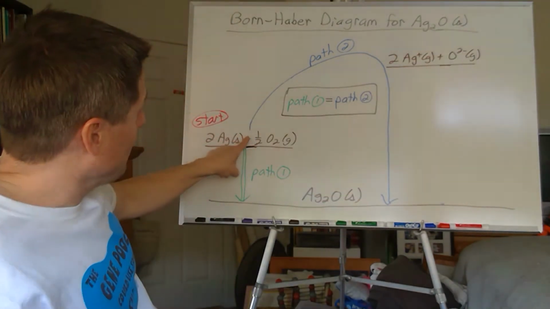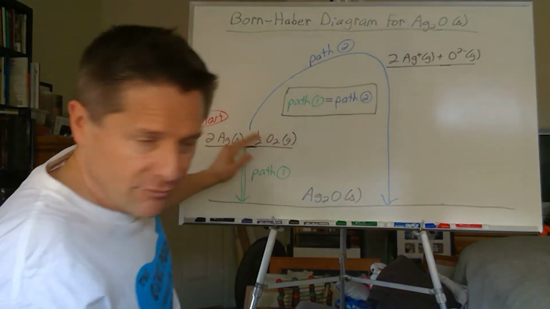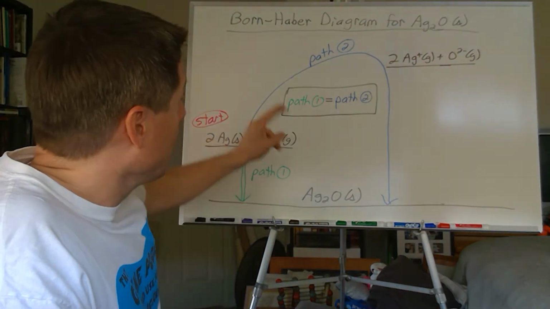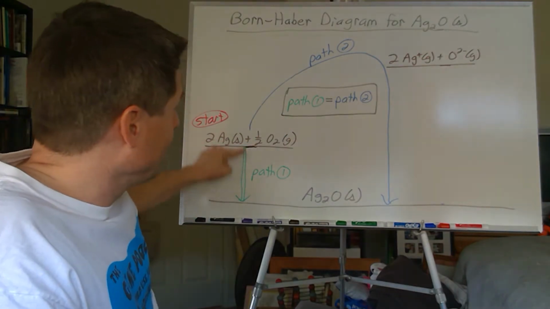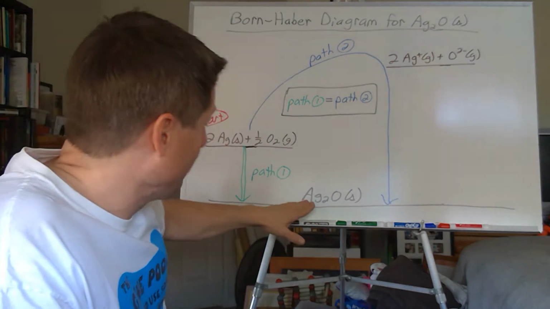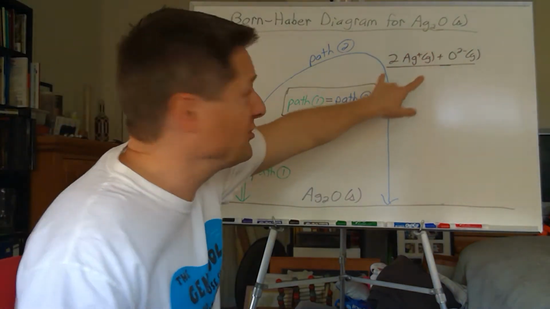But path 2 starts here and goes all the way around through the bond energies and the ionization energies and electron affinities. Of course, Hess's law says path 1 in green must equal path 2 in blue. This is the basic premise for every solid. Whatever the solid is, just make sure the coefficients are correct.